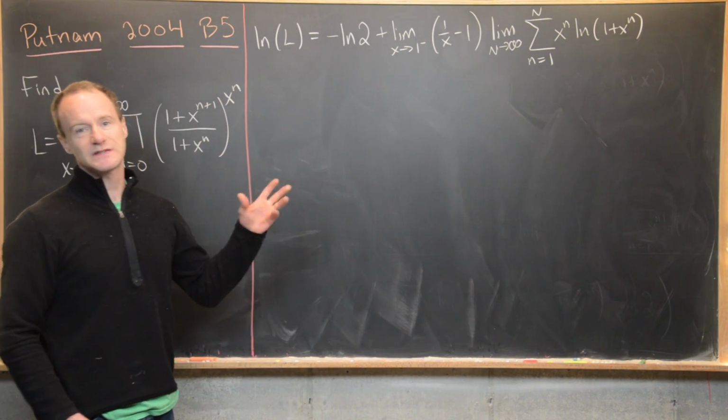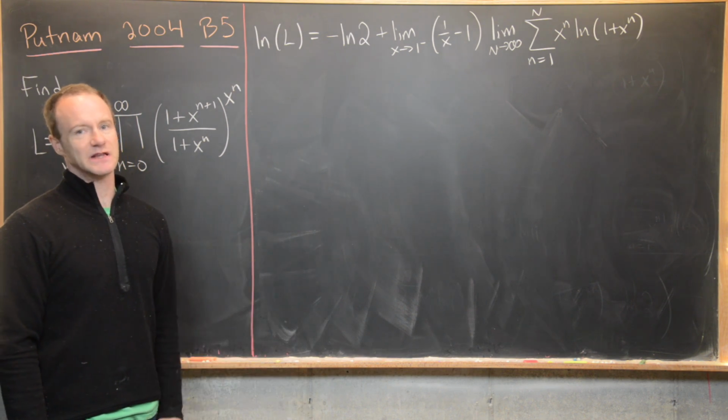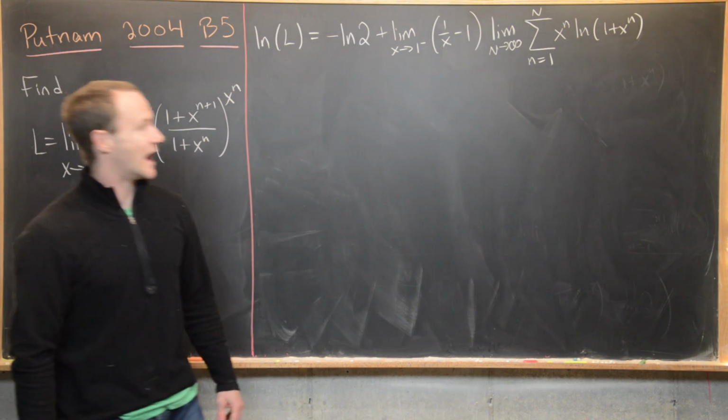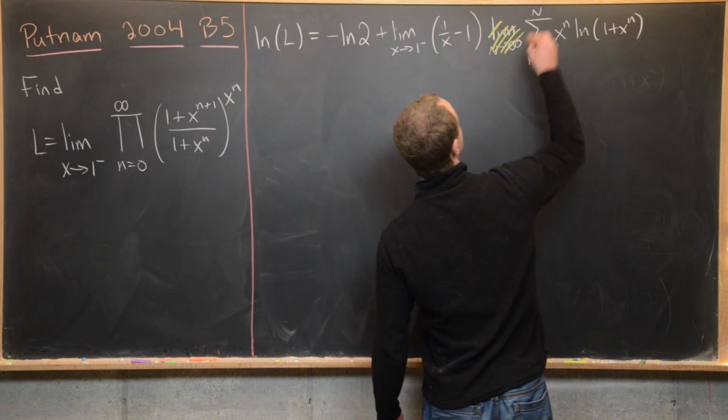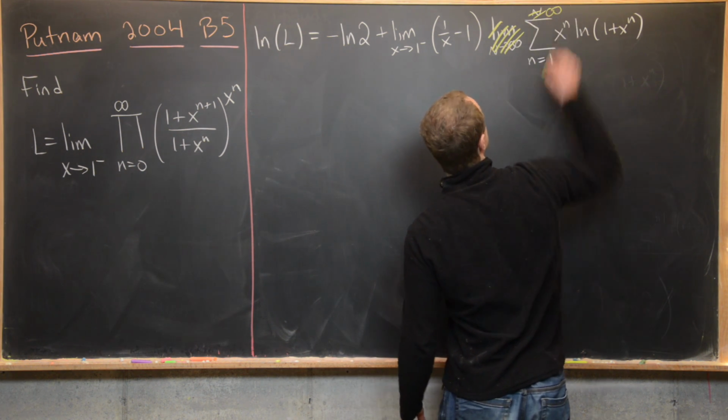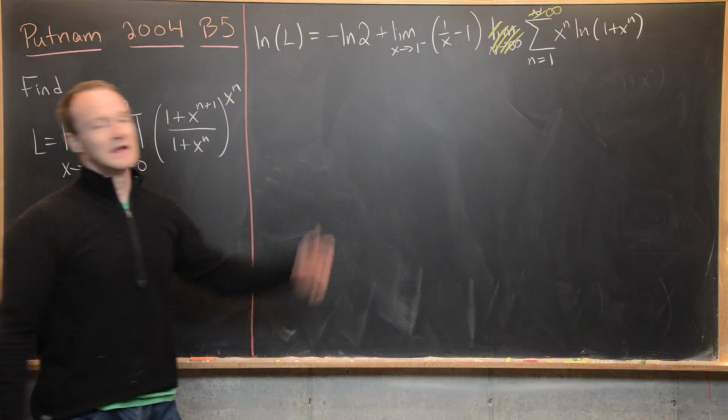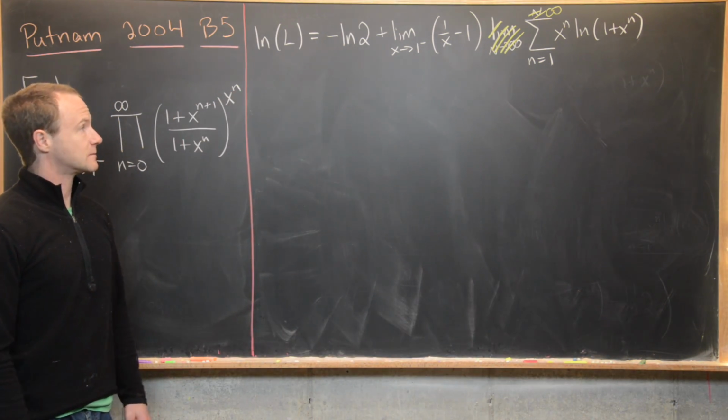Now, I want to turn this back into an infinite sum instead of a limit of partial sums while we're at it. So in other words, I'll go ahead and get rid of this limit as capital N goes to infinity and replace this with an infinity because we don't need that limit of partial sums anymore.